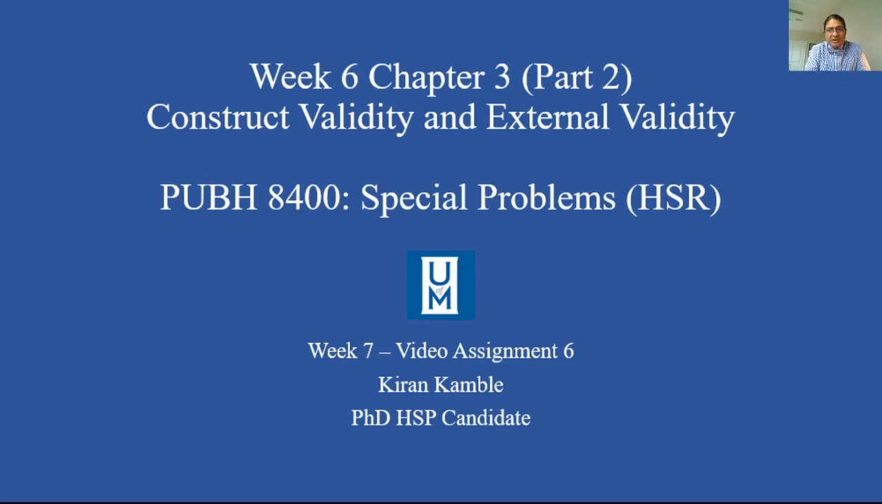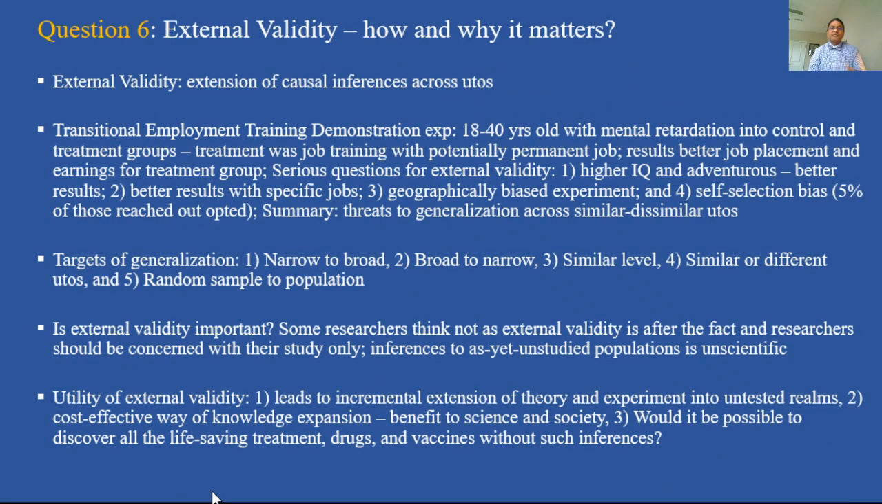Hello, I'm Kiran Kamble, and today I'm going to talk about part 2 of chapter 3, specifically construct validity and external validity. So, what is external validity? It is the extent to which a causal relationship identified in an experiment can be extrapolated across different units, treatment, observations, and settings, as we have looked at in earlier chapters.